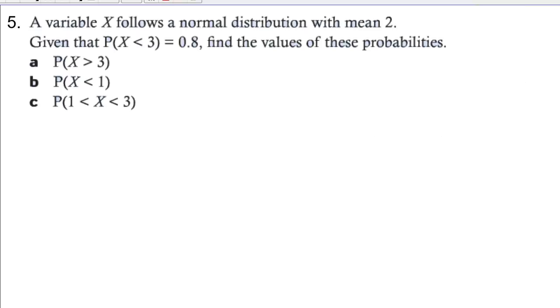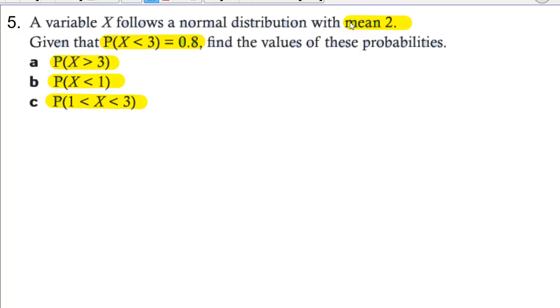Okay, number 5. A variable x follows a normal distribution with mean 2. Given that the probability that x is less than 3 is 0.8, find the values of these probabilities.